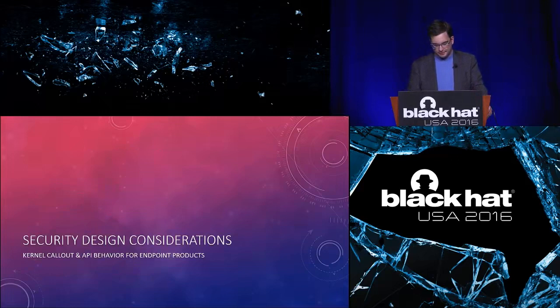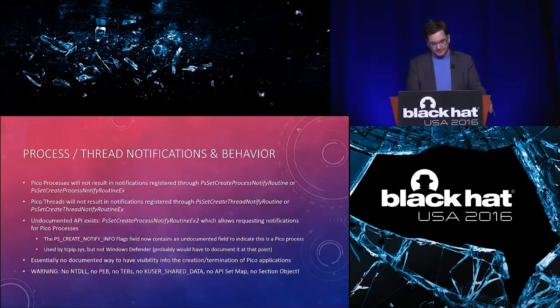So if you're writing endpoint software, or if you're just a sysadmin, I'll finish with some key things here. First of all, you don't get any notifications for these threads or these processes. Now, there's an undocumented API that does give you those notifications, but it's not documented, so you're not supposed to use it. If you do use it, then you're going to know about the Pico processes. But they have no NTDLL, no PEB, no TEB, no shared user data, no API set, no PE file. So is your software going to be able to handle a process that has none of those things? Especially because there's no API to tell you if something is or isn't a Pico process.